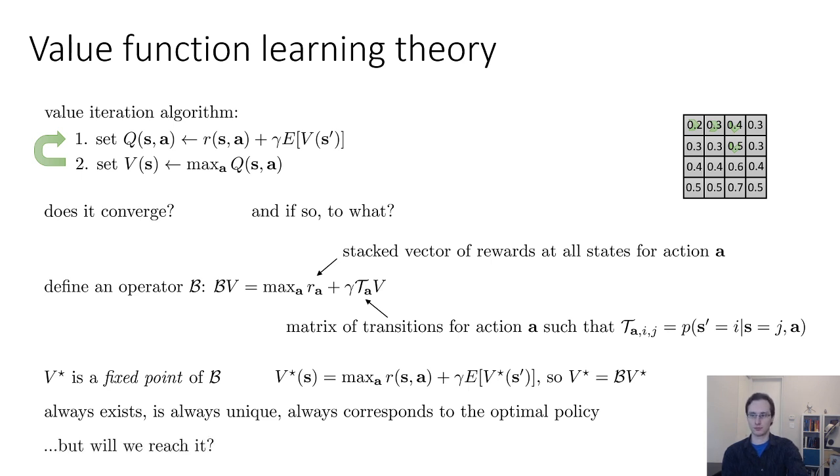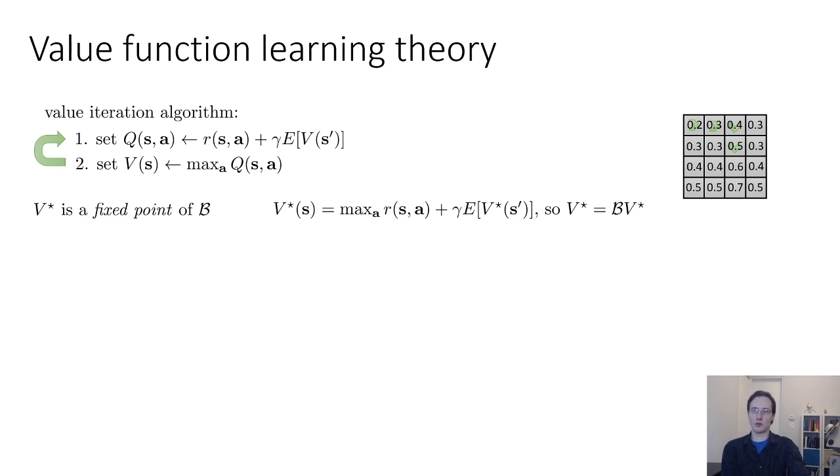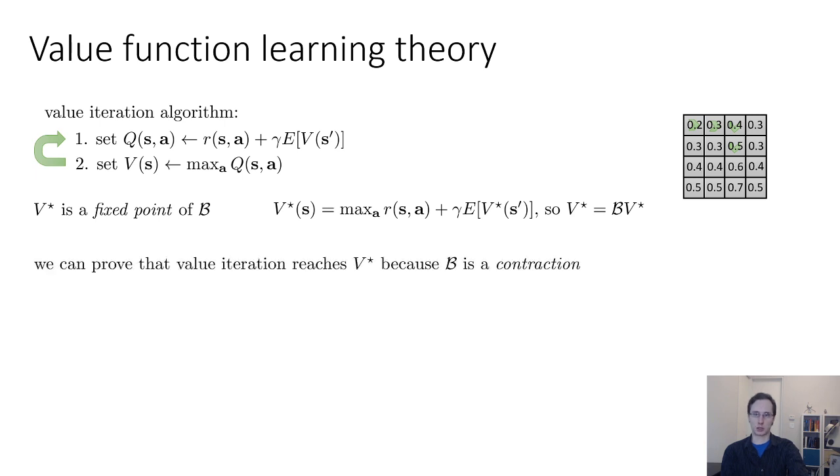So will we reach it? I won't go through the proof in detail in this lecture, but the high-level sketch behind how we argue that value iteration converges is by arguing that it's a contraction. So we can prove that value iteration reaches V star because B is a contraction.